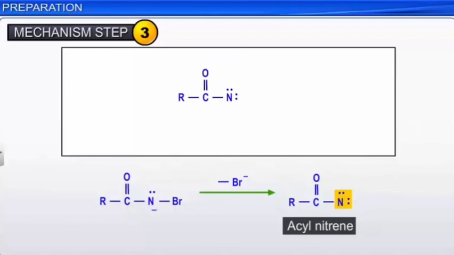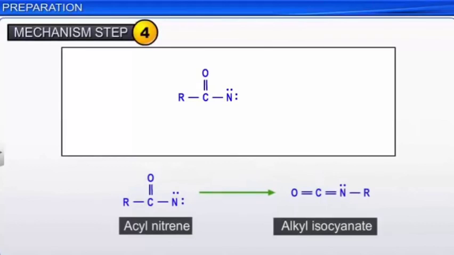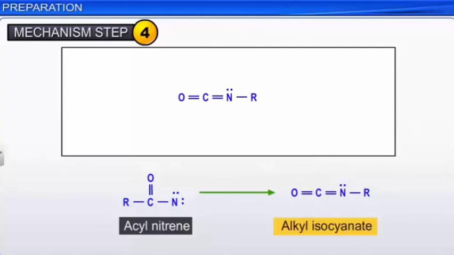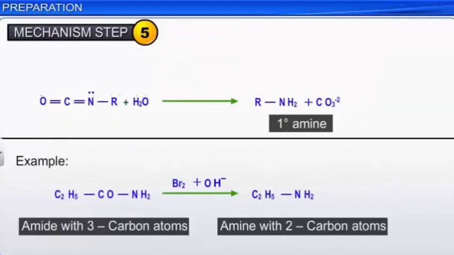Step 4 involves the migration of the alkyl group from the carbonyl carbon of the amide to the electron-deficient nitrogen atom. This results in the formation of alkyl isocyanate. The last step is the hydrolysis of alkyl isocyanate to yield a primary amine with one carbon atom less than the parent amide.